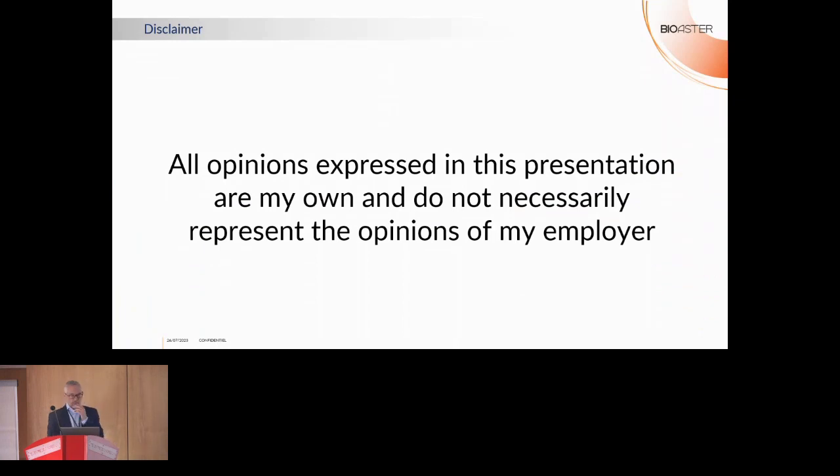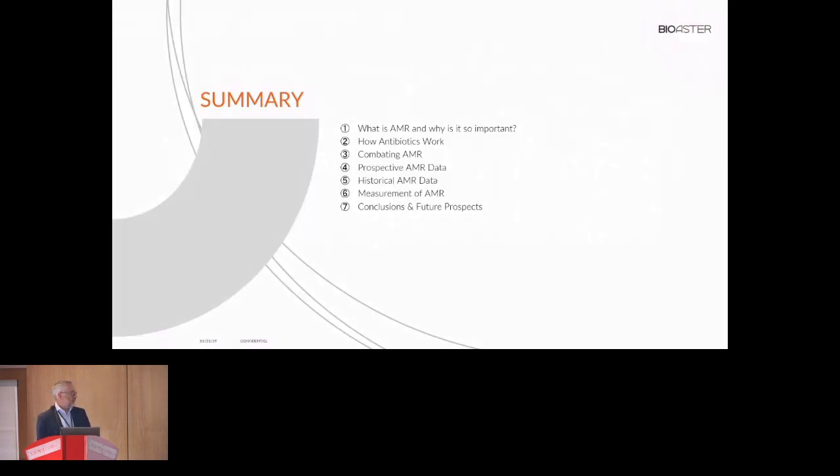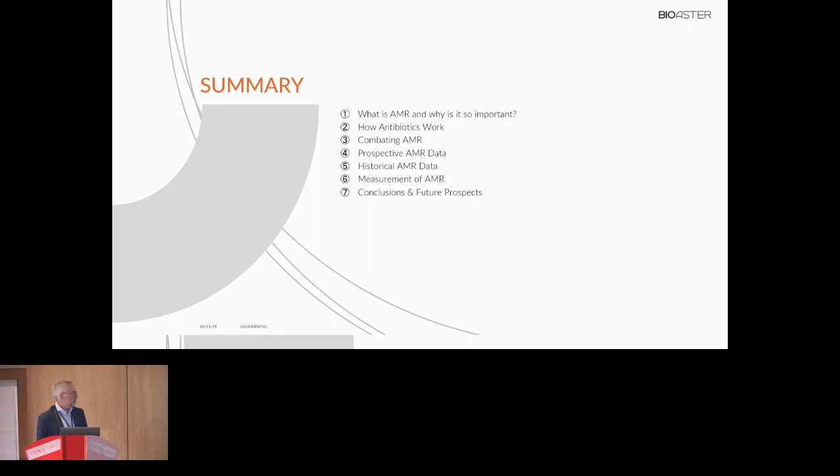I'd like to address this from more of a clinical and biological-based perspective rather than a data analysis-based perspective. But what I'm interested in is, are there better ways to generate data on AMR and to analyze said data? So I'll talk about AMR, why it's important, how antibiotics work, combating AMR, the different types of AMR data, and if we have time, some methods for the measurement of AMR, to put it into context of how we actually measure antimicrobial resistance in the laboratory.